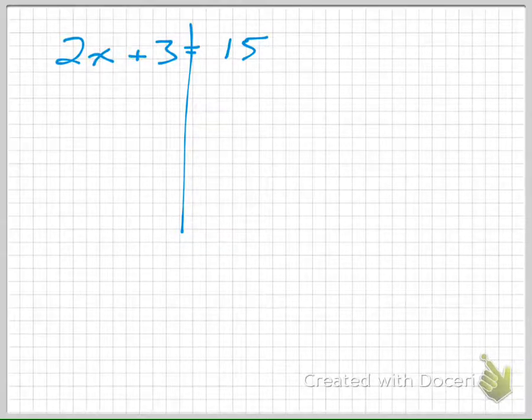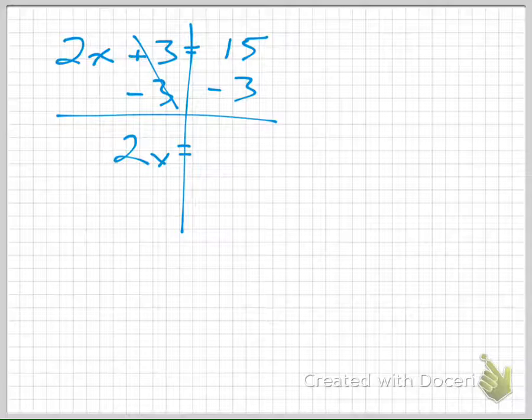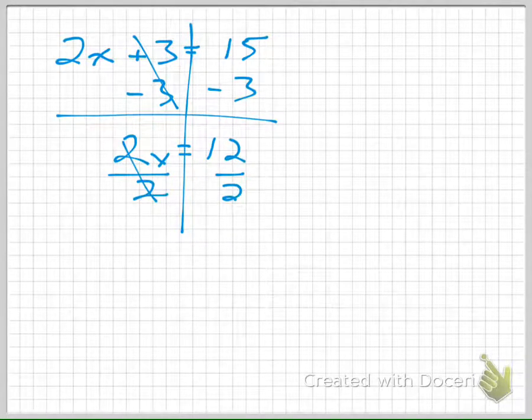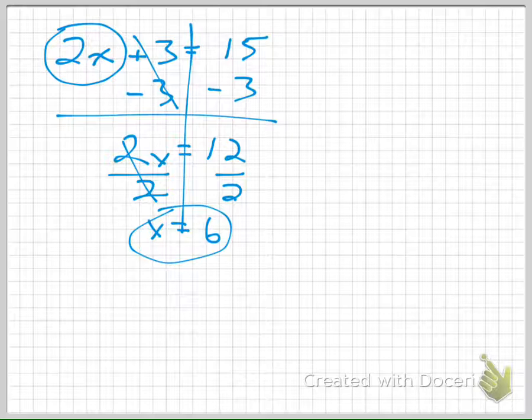So then which one will I take care of first, the 2 or the 3? The 3. How do I get rid of that plus 3? Subtract 3. Minus 3, minus 3. 2x equals 12. Now I divide by 2, x equals 6. Let's go back up there and plug it in, see if that makes sense. 2 times 6 is 12 plus 3 is 15. We did it right. Does that make sense?